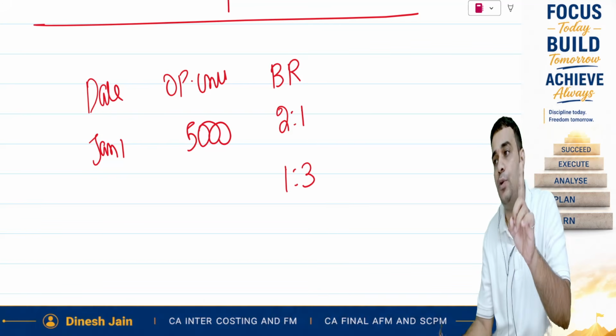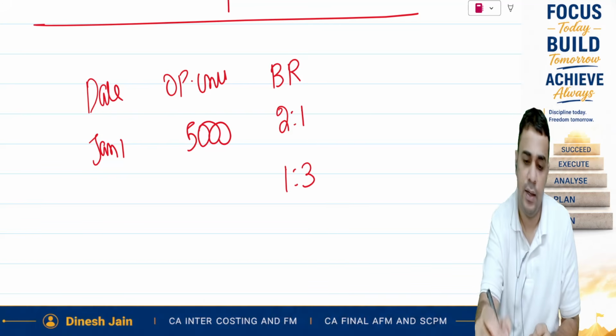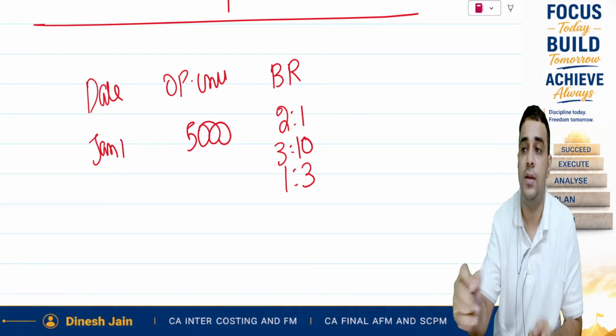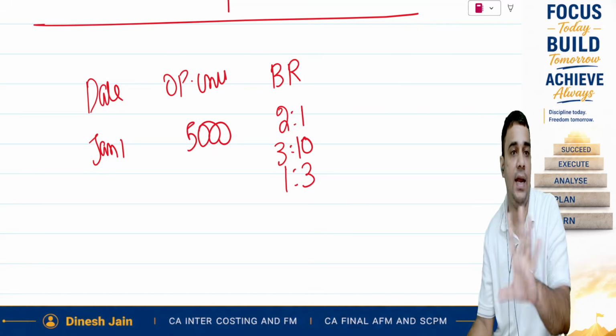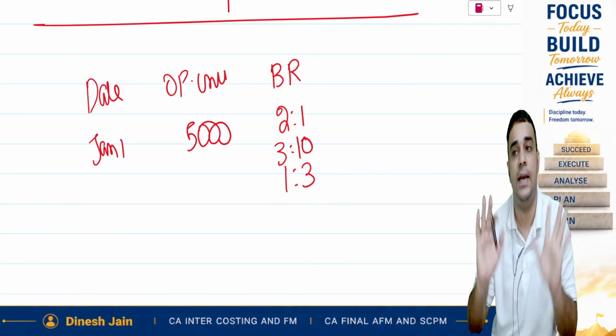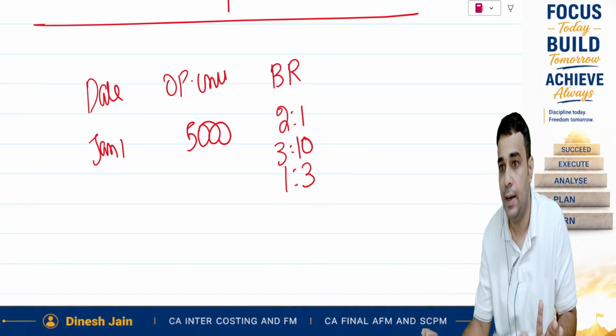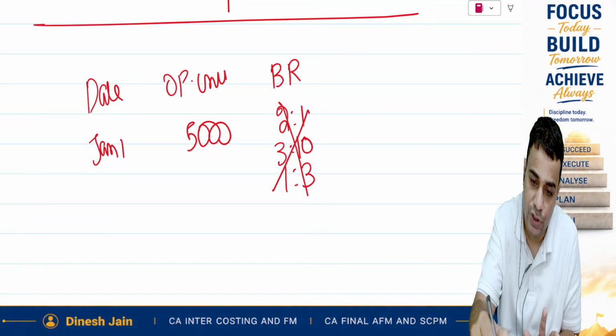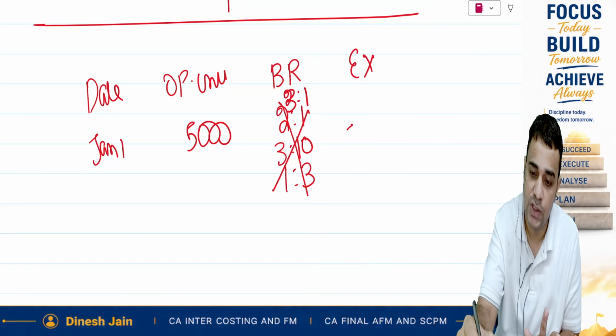Or it can be 1:3, 1 extra unit for every 3 units, or 3:10, 3 extra units for every 10 units, and units can be in decimal. So there is a bonus ratio. Let's assume it is 3:1. Extra units from 5,000.